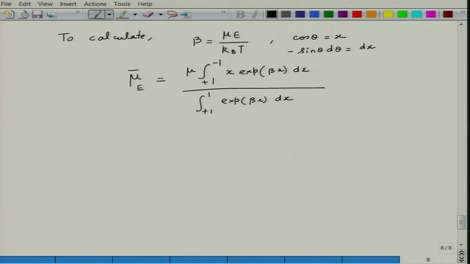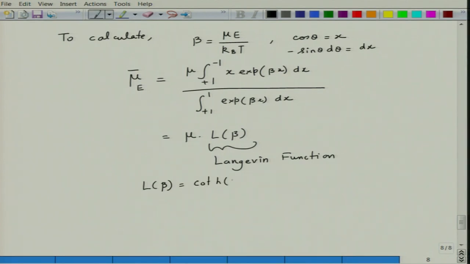Now this is expressed by something called mu into L beta, where L beta is called the Langevin function. This integration is a little involved, so we are not going into the details of the Langevin function, but L beta is defined as coth beta minus 1 over beta. If you wanted to get into the derivation of it, you can look at it yourself, but deriving it is less important than understanding the implications. Now, this coth function is something that you must be aware of. So coth beta can be written as e to the power x plus e to the power minus x divided by e to the power x minus e to the power minus x.